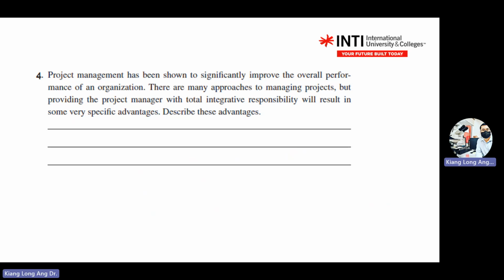The textbook answer is total accountability is assumed by a single person, or you can elaborate this total accountability. You can say the project manager has total accountability for the projects.